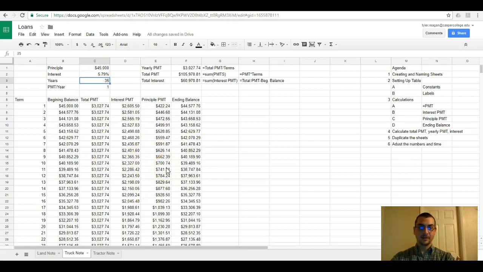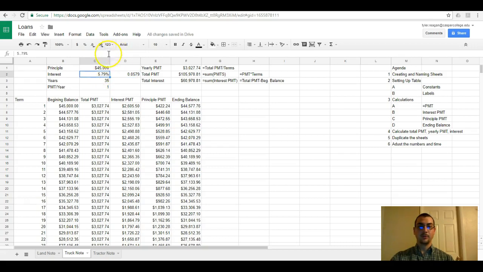It's recalculating things because all of these formulas are based off of the numbers up here, these constants. So we have an interest of 5.79%. Now, something to note whenever you're dealing with these percentages: 5.79%, if it was written in decimal format, would look like this. So this is written in percentage format, and this is written in basically plain number.